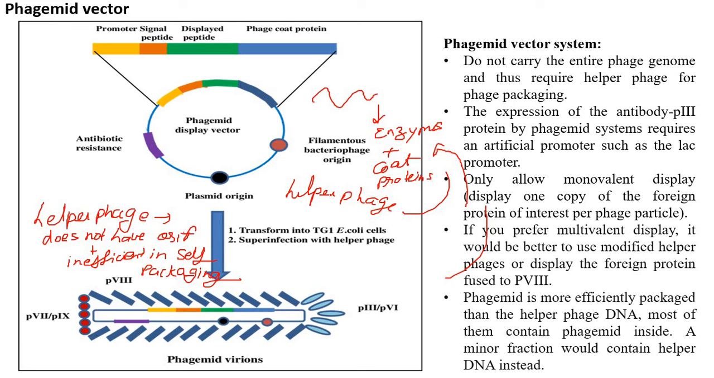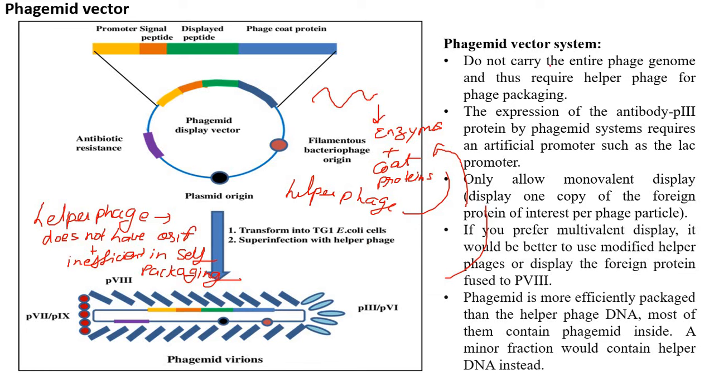So two things you have to remember: it has two origins of replication, and when you are performing your experiment with the antibody library, the helper phage is needed. And why is it needed? Because it is providing all the enzymes or the coat proteins necessary for the replication or the production of the single stranded DNA so that it could be packaged. This is the Phagemid vector system.